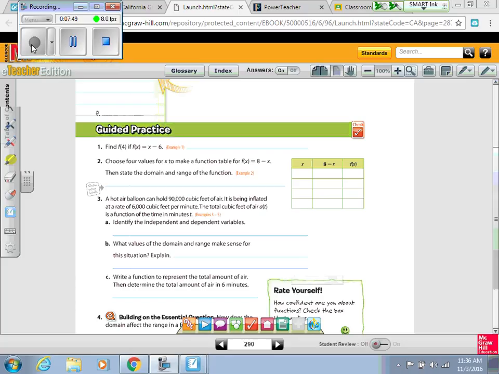So if we look at f of 4 for the function f of x is equal to x minus 6, we're going to plug in 4 for x, and that equals negative 2.